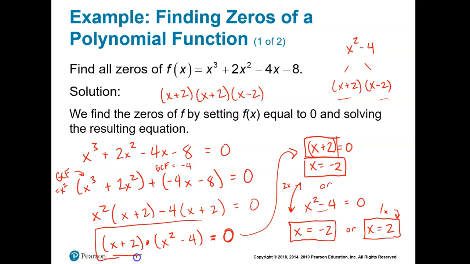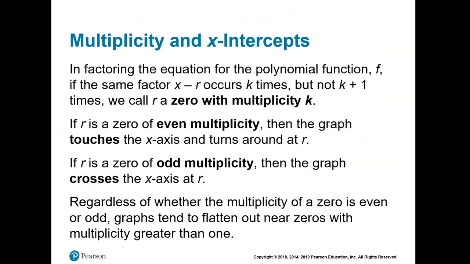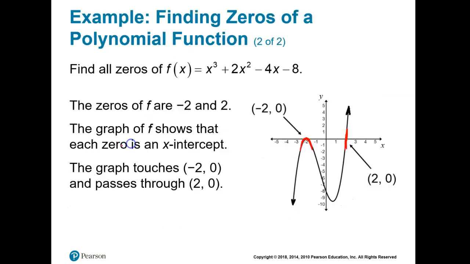It'd be like picking up from here, coming to there, setting it equal to 0. So this x plus 2 is a factor 2 times, and that's what this is saying. If x minus r, which would be x minus negative 2, occurs k times, so it occurred 2 times, but not k plus 1, not 3 times, then we call r, negative 2, a zero of multiplicity k. It occurred 2 times. Alright, so that's even multiplicity, and you can see the graph touches the x-axis and turns around. That's exactly what we were seeing right there. It touches and turns around.